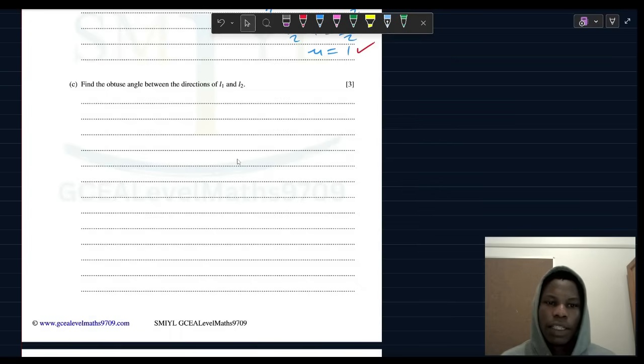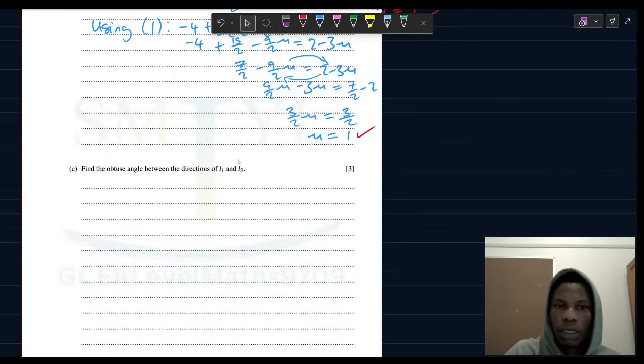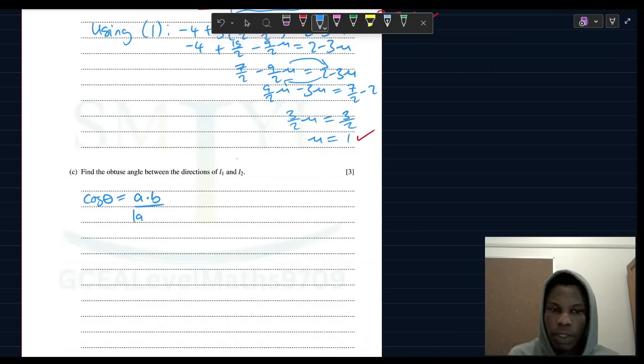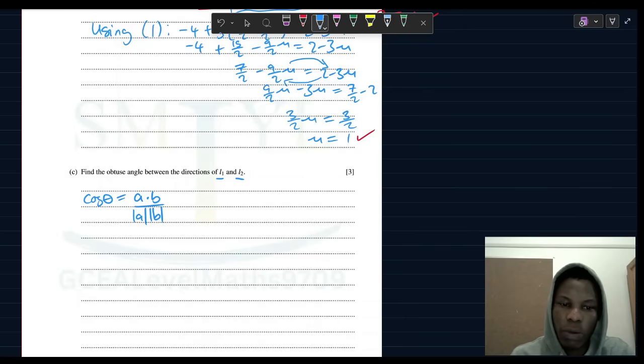Part C, find the obtuse angle between the directions of L1 and L2. Okay. So to do that, we can use the formula that says cosine of theta is equal to A dot B over the modulus of A times the modulus of B, where in this case, A and B represent the directions of L1 and L2. So we can start off by finding the dot product of the directions.